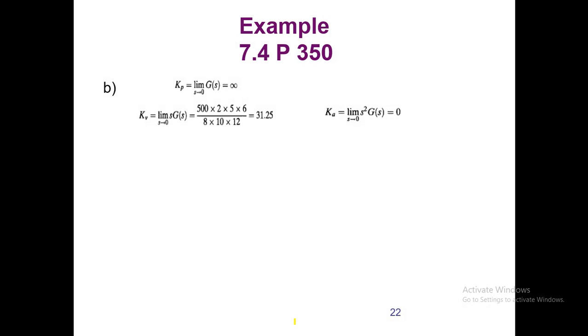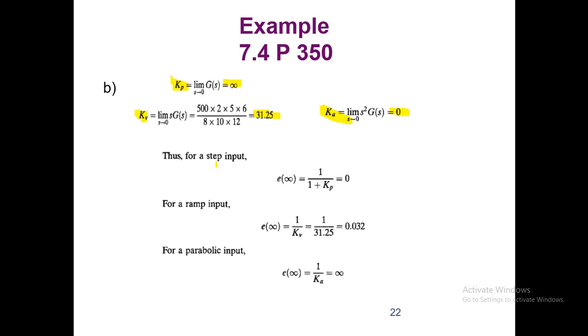So let's take the second system. The first thing you have to find is the stability of the system. So let's say the system is stable, and the second thing that you are going to proceed with is basically to find the values of Kp, Kv and Ka. So Kp turns out to be infinity, Kv turns out to be 31.25, using the same methodology that we discussed in the previous lecture, and the value of Ka turns out to be 0.